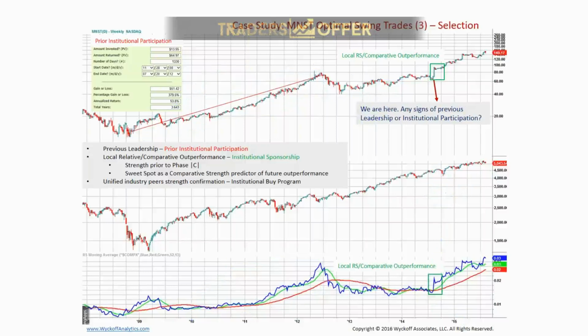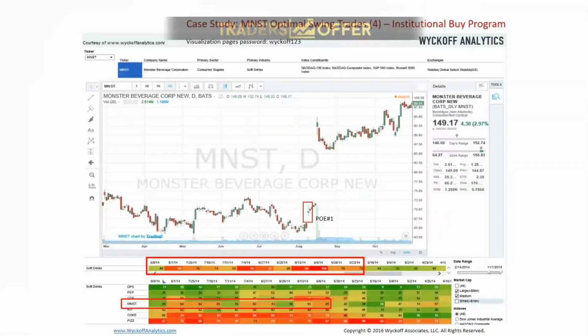So let's look at this a little bit closer. One of the ways that we could identify that, as I've said before, as I've shown you before, is through analysis of the group and peers with the heat map.